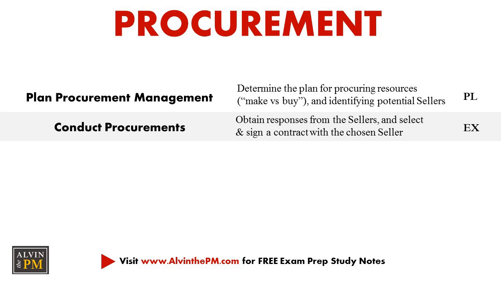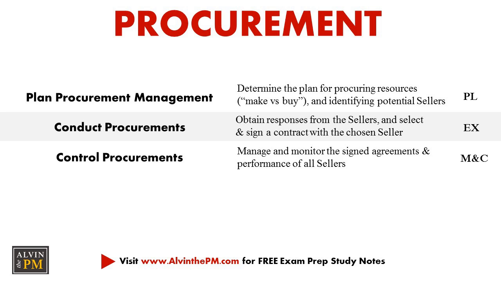And afterwards, we'll conduct procurements, evaluating the responses from different sellers, finalizing which seller we'll use for our project, and signing a contract with them. And then lastly, we're going to control procurements. We'll be monitoring and tracking our relationships with the sellers and keeping an eye on the vendor's performance as well as on their signed agreements.